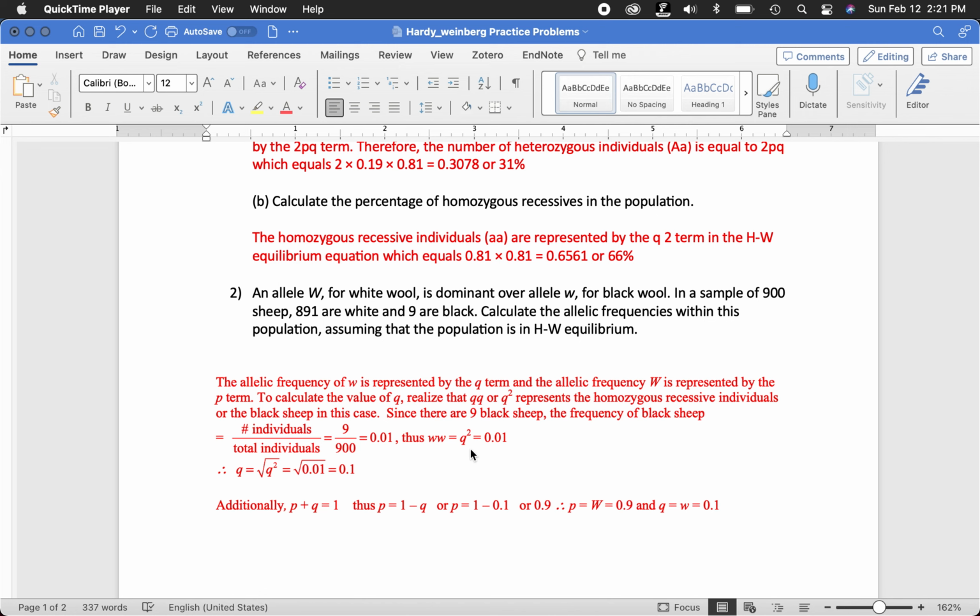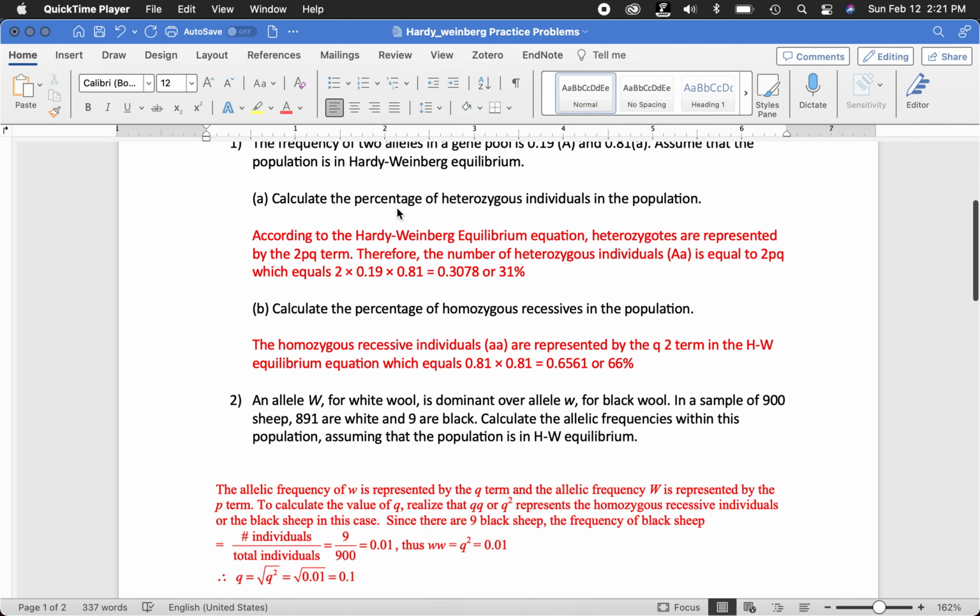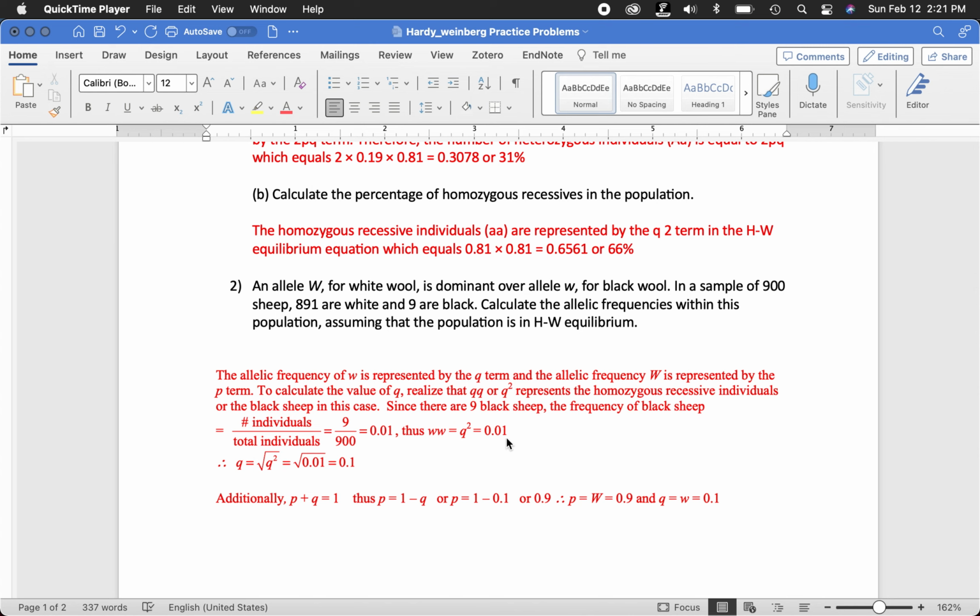Now that we know the percentage, we know that this represents Q squared. So 1%, or 0.01, is what Q squared equals. Q squared equals 0.01. So in order to get the allelic frequency of little w, we take the square root of 0.01, and you get 0.1. Now it's asking for the allelic frequencies within the population. So this little w, which we just found out, but then also the dominant allele, large W.